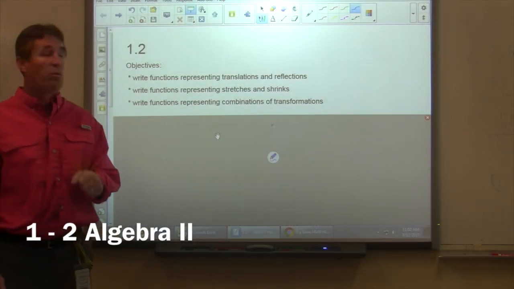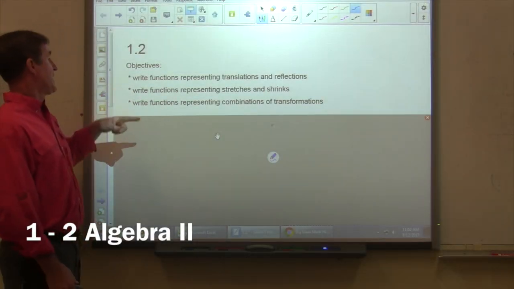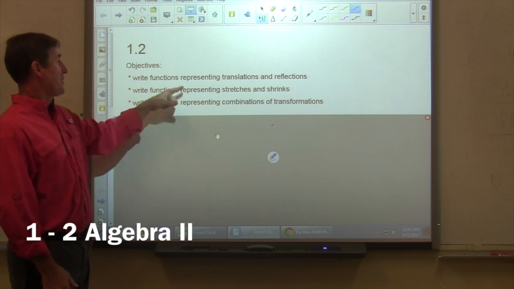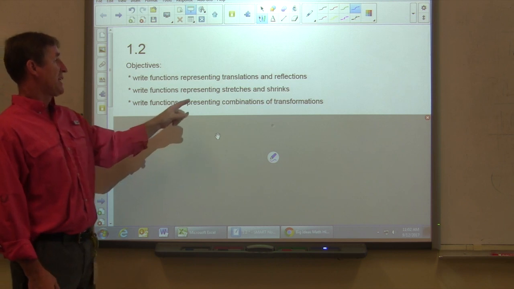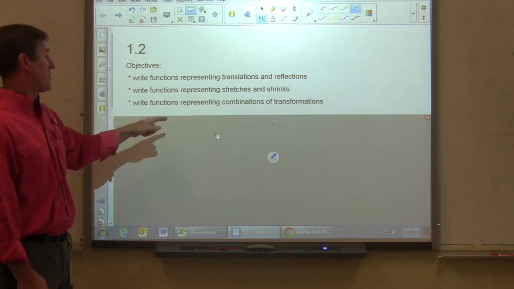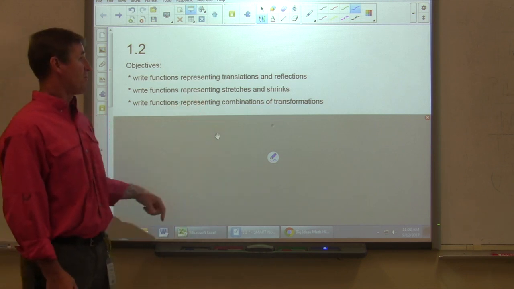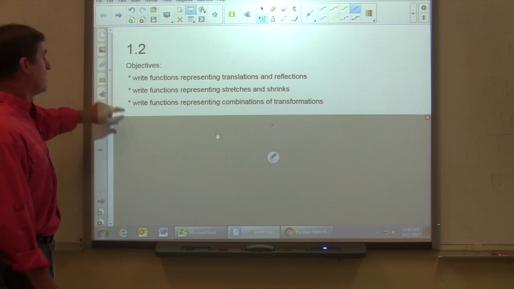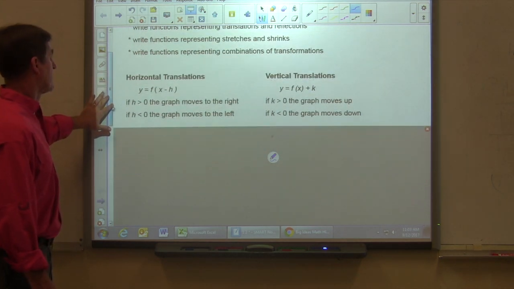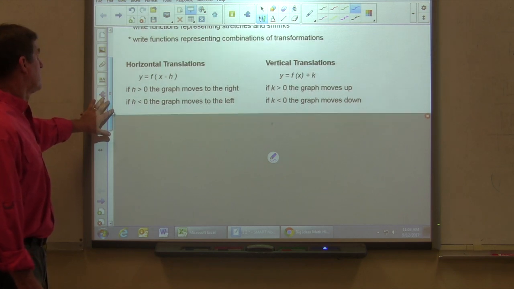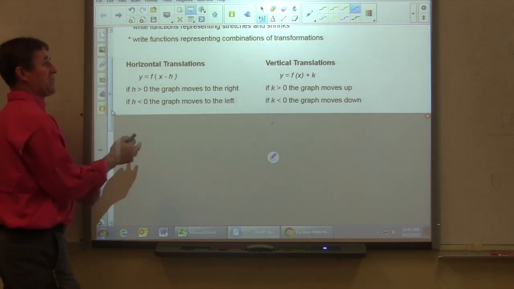This is Unit 1-2, and our objectives for today are the student will be able to write functions representing translations and reflections, write functions representing stretches and shrinks, and write functions representing combinations of transformations. So, the first thing we're going to start with is translations.